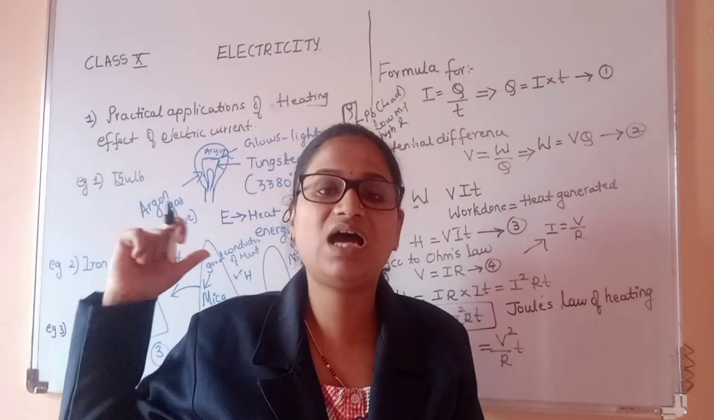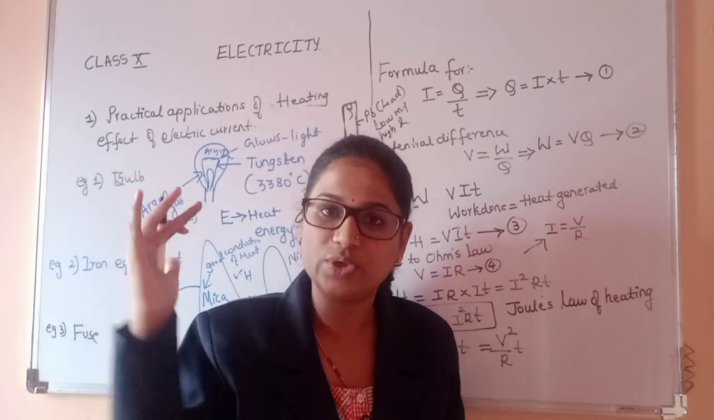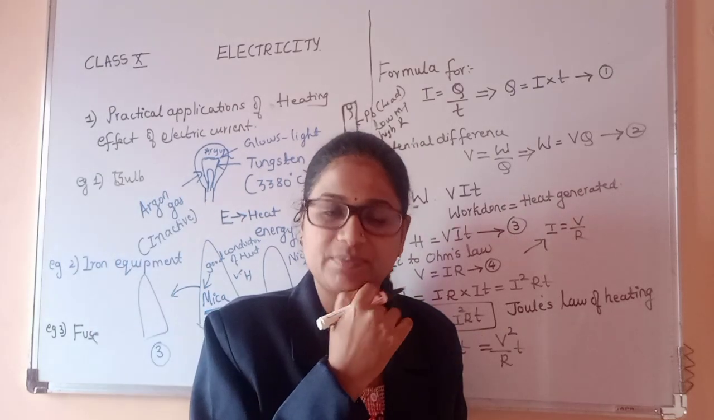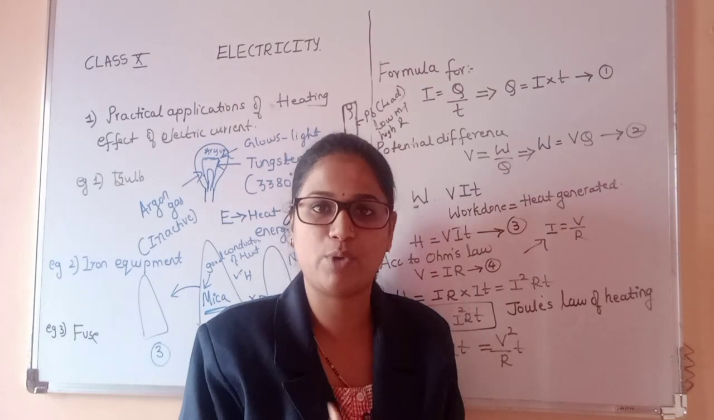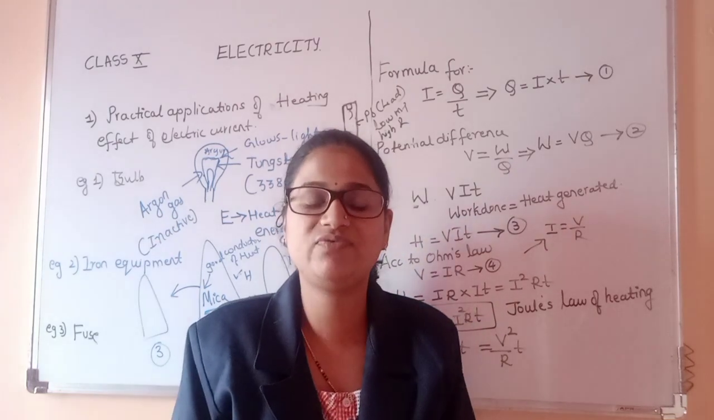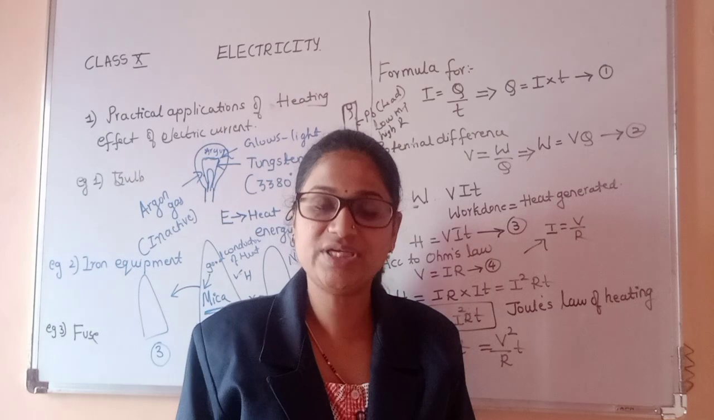It will control the amount of heavy current flowing through the circuit because of the lead wire. It melts soon due to the low melting point. That is also an application of the heating effect of electric current.